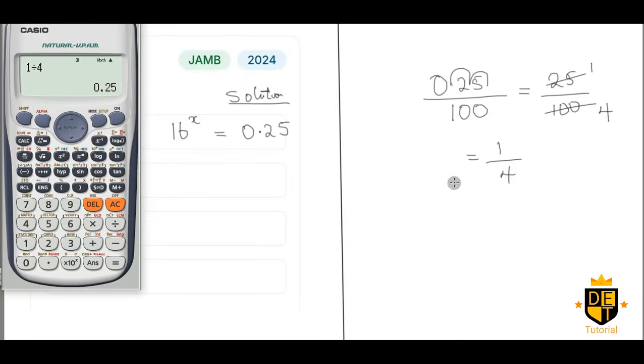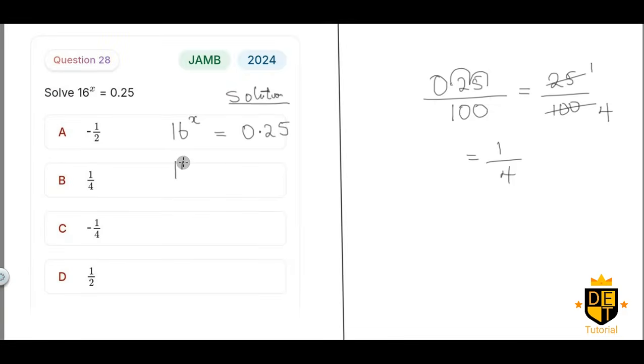Having done that, 16 raised to the power of x is equal to what? My 0.25 is 25 over 100, and that is equal to 1 over 4. So 16 raised to the power of x is equal to 1 over 4, because my 0.25 is 1 over 4.